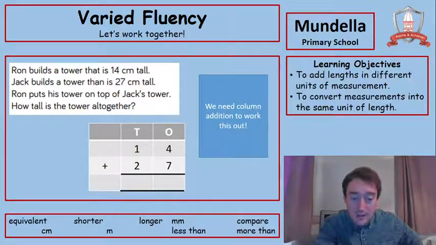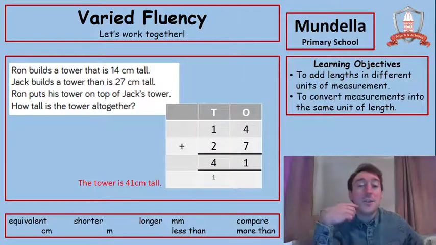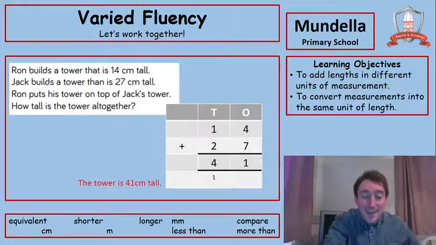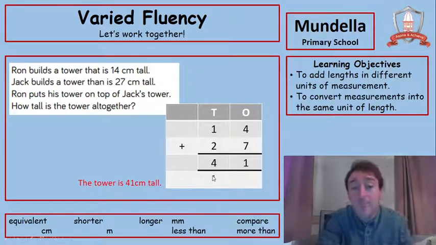We've got 4 add 7. Can you do that? Yep, I heard someone say 11. And there we go. In fact, I've moved it onto the answer. Look at that. Okay, so we've got 11. Then we put our 1 of the ones there, and we move our 10 from 11 over to the next column. So that's something that we're going to have to do today.